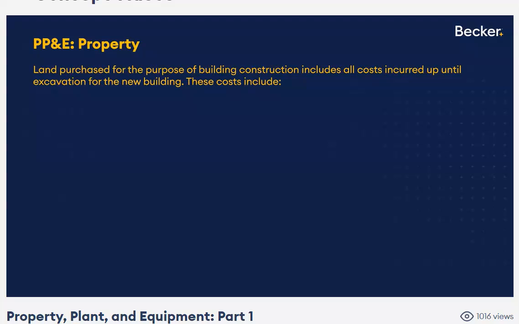So when you buy land for the purpose of building construction, you've got your purchase price. You probably had to hire a realtor. There's probably a commission. Probably hired a lawyer to do a title search, recording any legal fees.